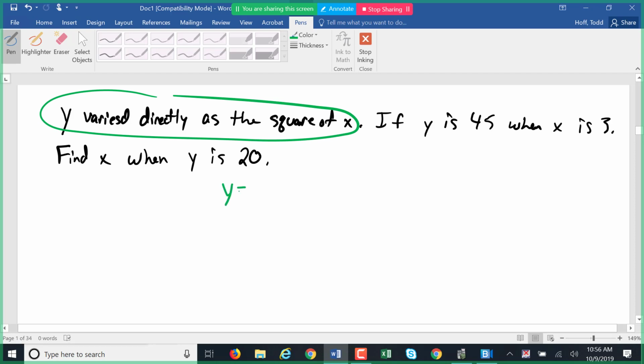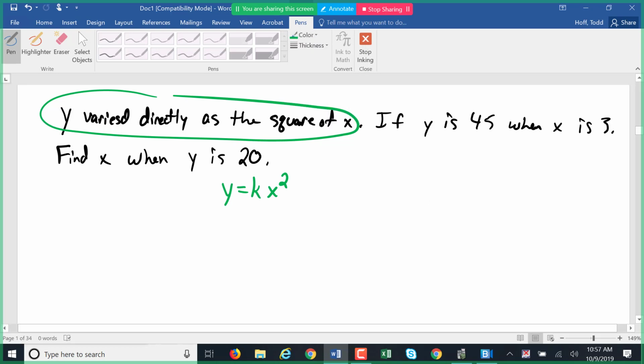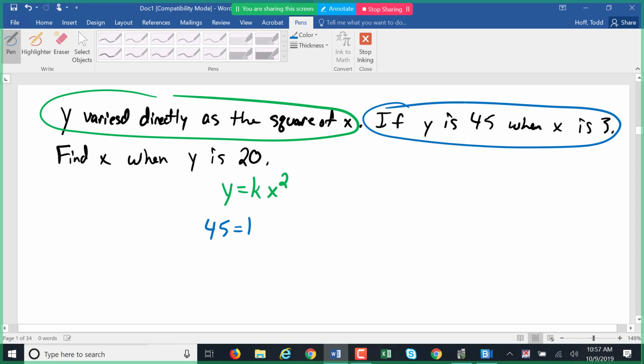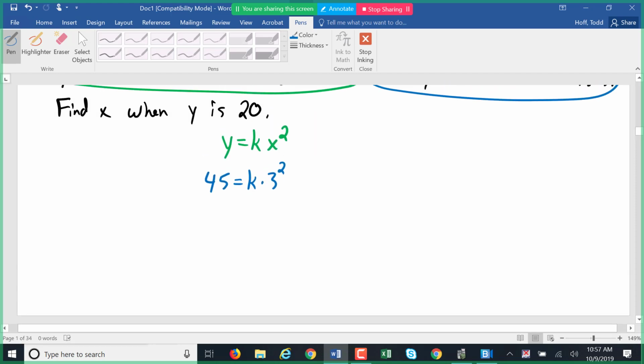Y varies directly. That still means y equals a constant times something as the square of x. So it's not just the constant times x, it's the constant times x squared. Now we still have our known condition here. Y is 45, put 45 in for y, when x is 3. So I put 3 in there for x. Now we have a little calculation to do before we can find our constant. We've got to do the 3 squared. 3 squared is 9. Then we'll go ahead and divide. We divide by 9 to get 5 equals k.